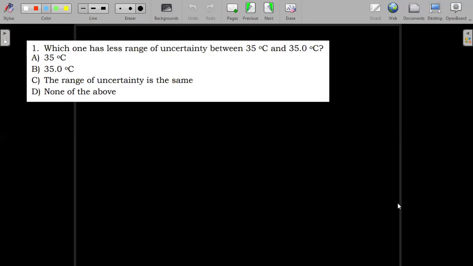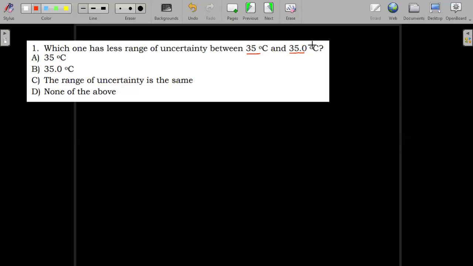So question one, they're saying which of the following has less range of uncertainty between 35 degrees Celsius and 35.0 degrees Celsius. Okay, so which one do you think has a less range of uncertainty between those two numbers? Which one do you think has the less range of uncertainty?